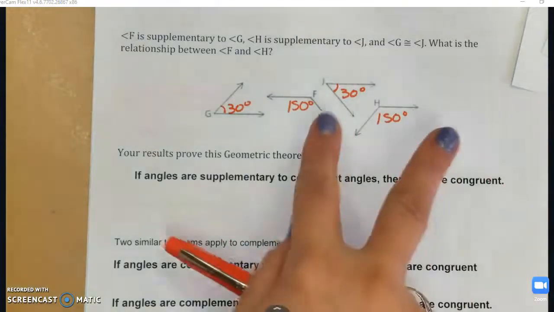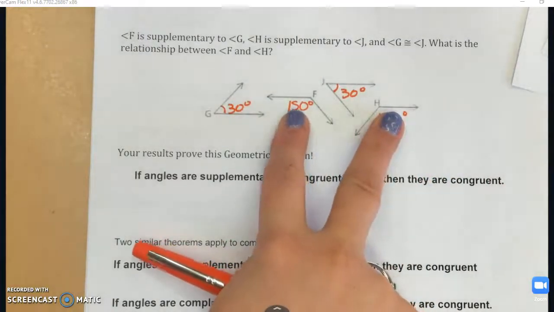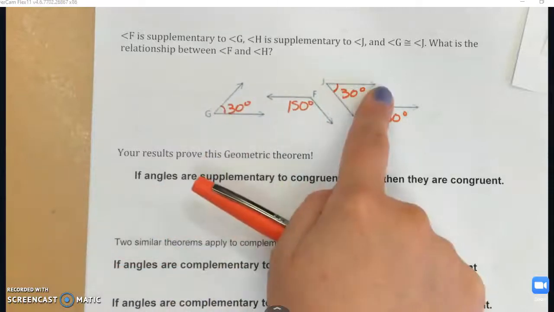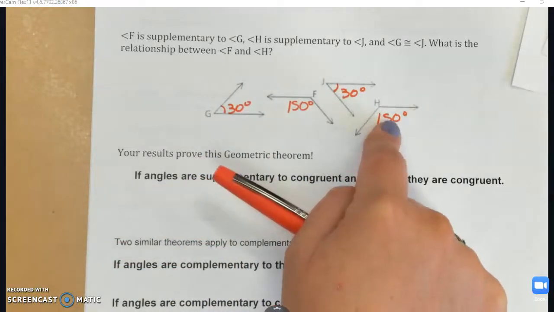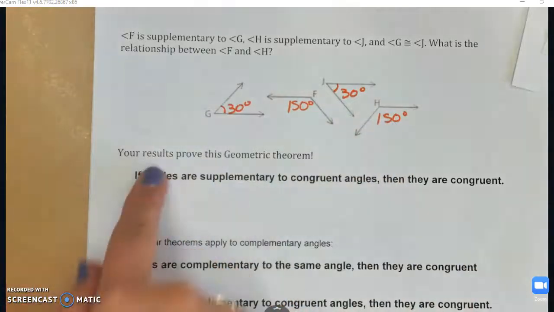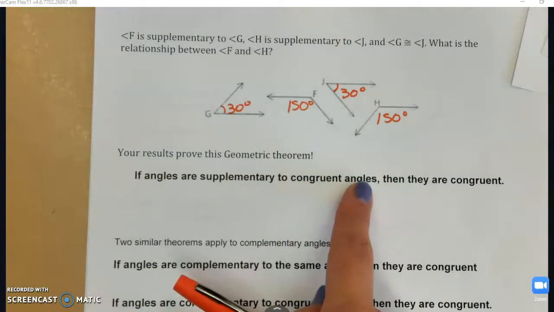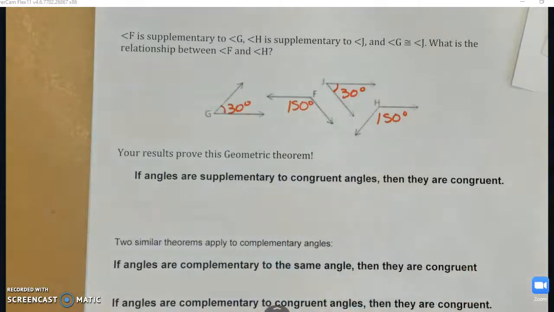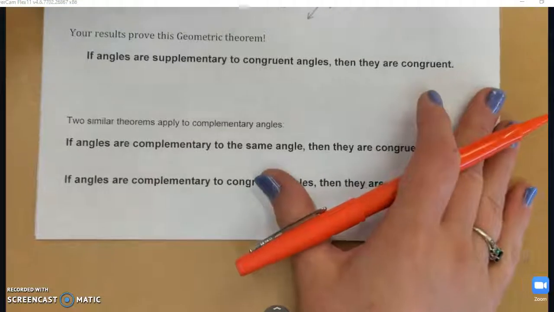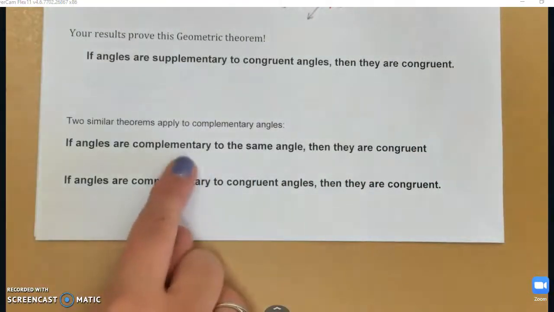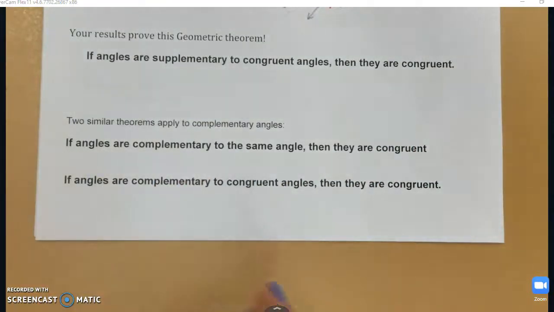So what we show here now is that F and H are congruent to each other, and you could pick any value for G and J and you would find that that makes F and H congruent. So this is proving this theorem, that if angles are supplementary to congruent angles, then they are congruent. These theorems are also true for complementary angles. If angles are complementary to the same angle, then they are congruent. And if angles are complementary to congruent angles, then they are congruent. So with that information in mind, let's write some conditional statements.